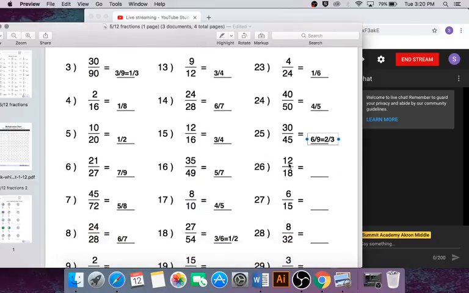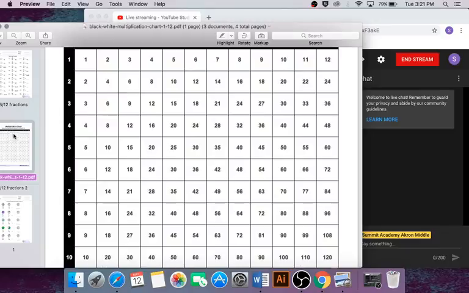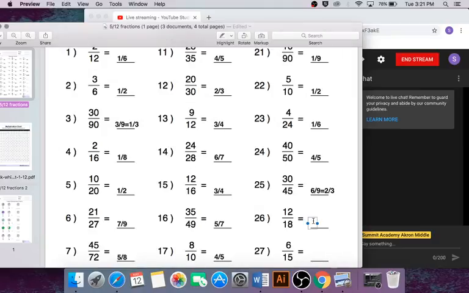For number 26, we have 12 and 18. So 3 goes into 12 and 18. 4 goes into 12 but not 18. 6 goes into 12 and 18. And 6 is the biggest number we can get into 12. So 6 times 2 is 12, and 6 times 3 is 18. So 12 over 18 is going to simplify into 2 over 3.